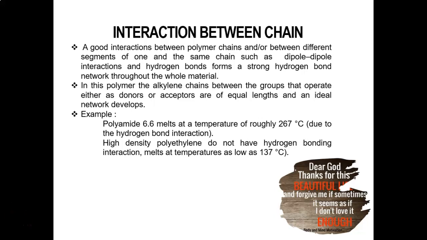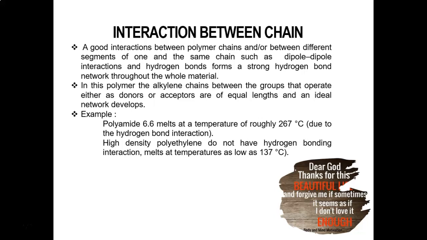Okay, the next factor affecting melting temperature is interaction between the chains. Good interactions between polymer chains, or between different segments of one and the same chain, such as dipole-dipole interaction and hydrogen bonds, form a strong hydrogen bond network throughout the whole material. In this polymer, the alkyl chains between the groups that operate either as donor or acceptor are of equal length and an ideal network develops.